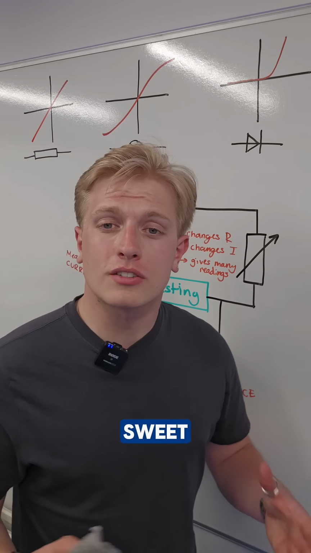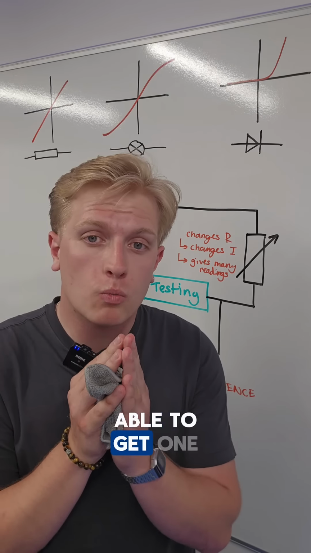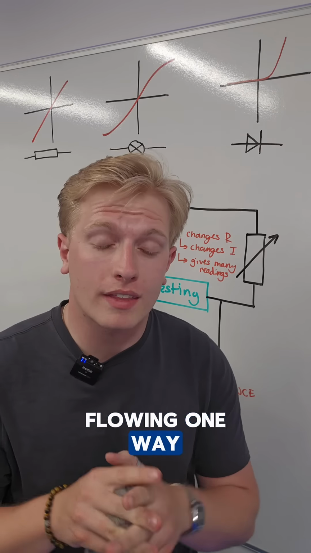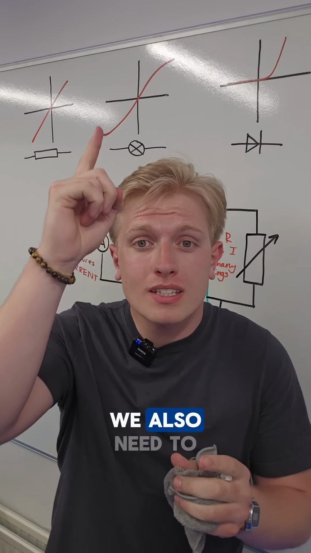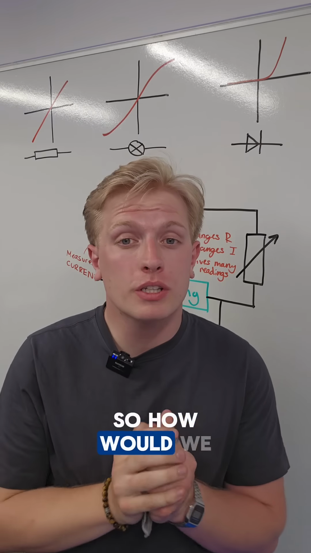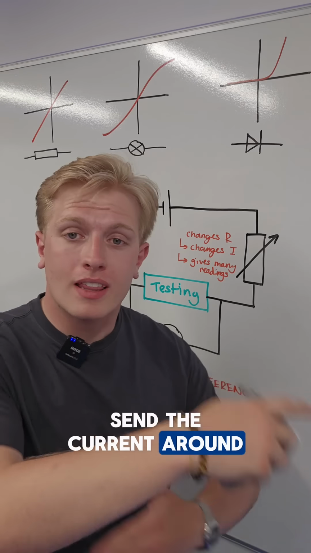Like so. Sweet, so with this current setup, we will have been able to get one direction when the current's flowing one way. That's just the positive side of your graph. We also need to get the negative side of your graph. So how would we do that? You just need to send the current around in the other direction.